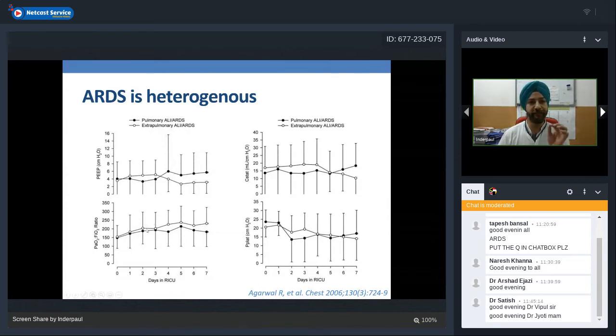So why should we define these? Because for the same amount of pressure, higher trans-airway pressures are transmitted to the pleura in pulmonary ARDS as compared to extrapulmonary ARDS, which means that you will be able to apply higher PEEP in extrapulmonary ARDS and lower PEEP in pulmonary ARDS because of higher transmission of pressures to the pleura. Importantly, the compliance also is poorer in pulmonary ARDS.